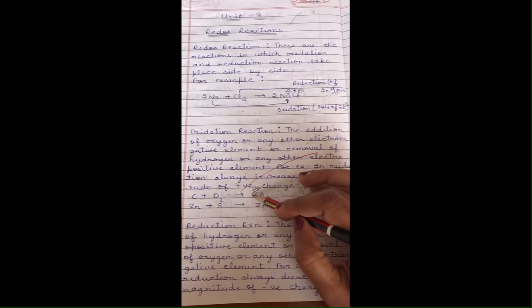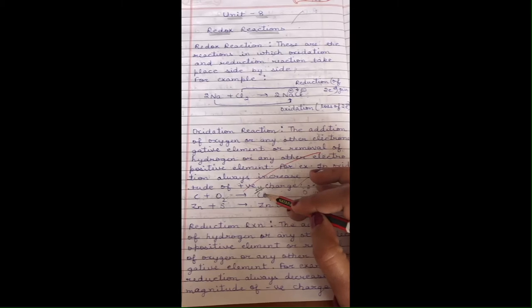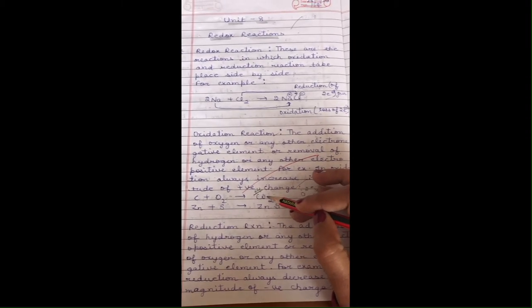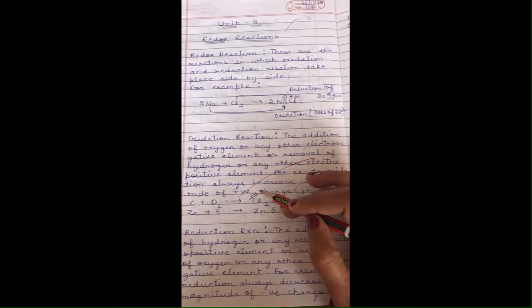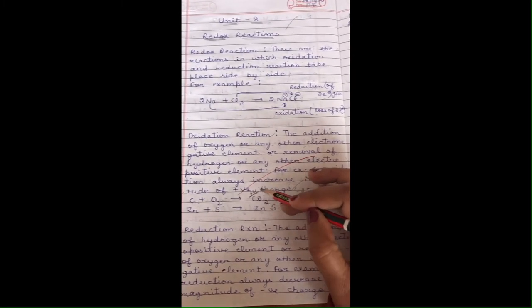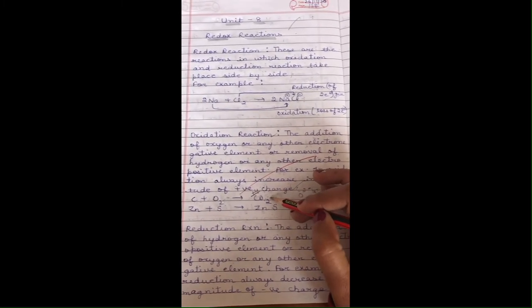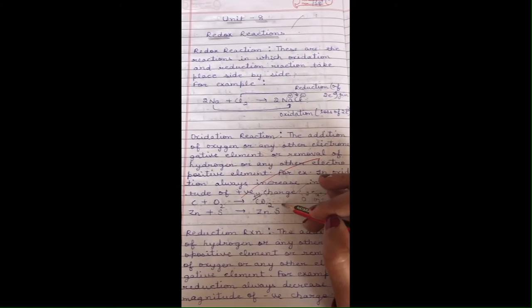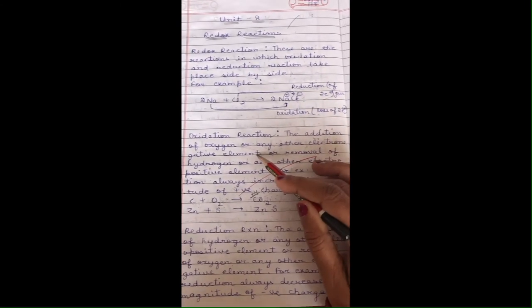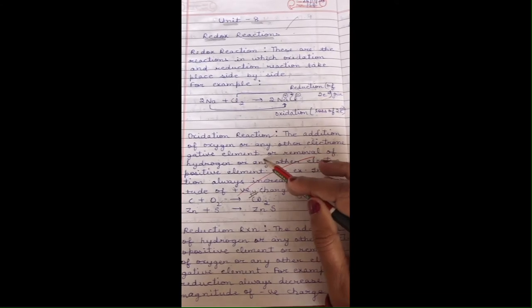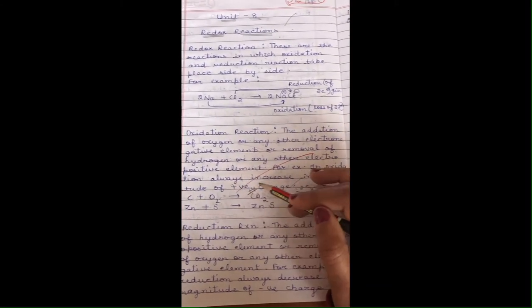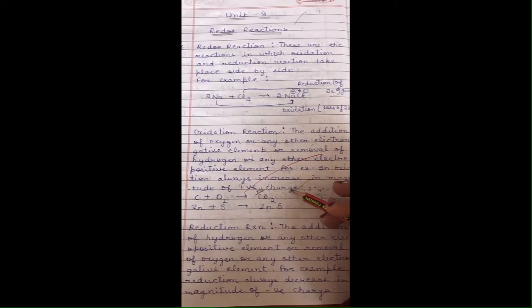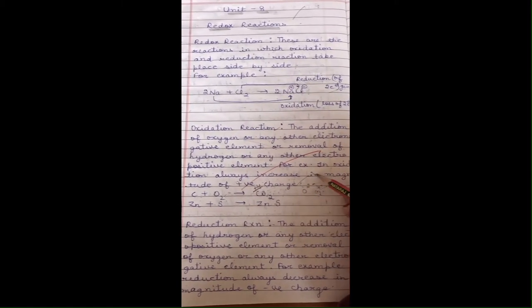You can see here for carbon, on addition of oxygen, that is an electronegative element, carbon will form a cation after losing 4 electrons to the oxygen atom. So this is the definition of oxidation reactions, that addition of oxygen or any other electronegative element which results in an increase in the magnitude of positive charge is known as oxidation reactions.